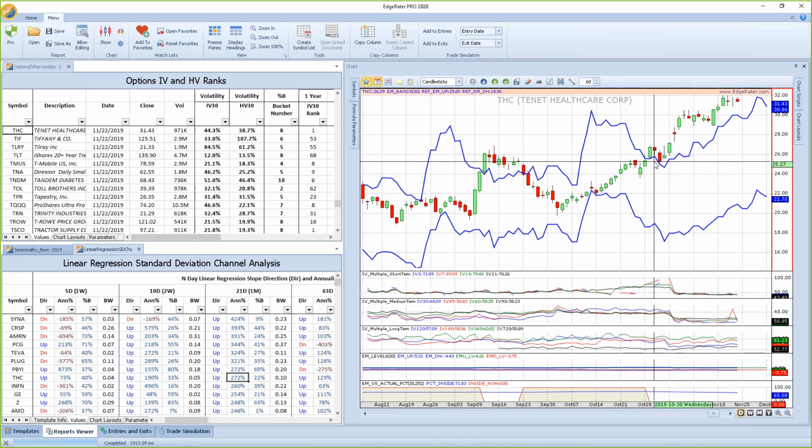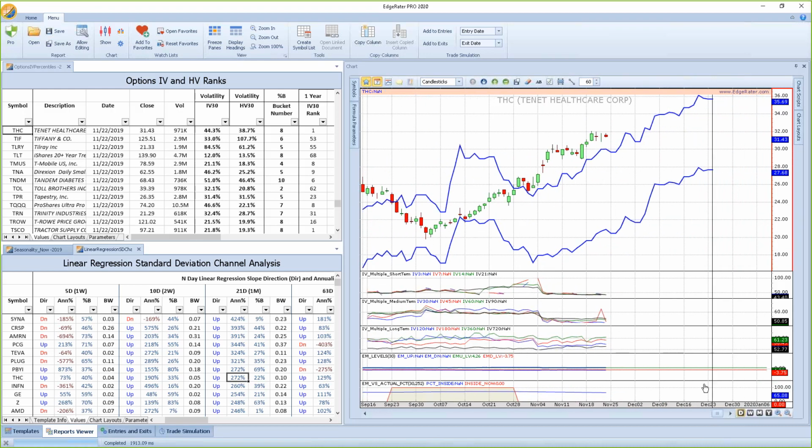Tenet Healthcare, yeah. Again, your buy is around, what, 27? Yeah. And it's currently 31. 27 to 31. It's over a 10% move.